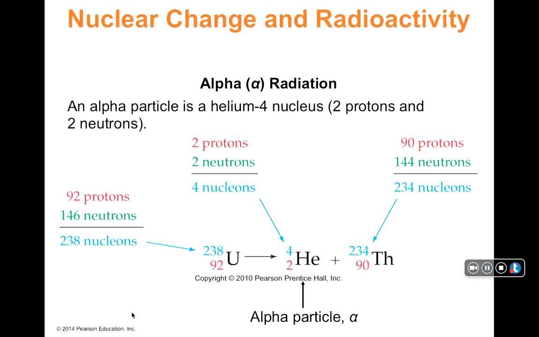So the type of question to be able to answer here is to start with an isotope that you're given. You could be given an example and told this undergoes alpha radiation, write the nuclear reaction. So in this example, you're starting with an isotope of uranium-238, and it is undergoing an alpha radiation event. Write the nuclear reaction, and you would write what you see at the bottom here.